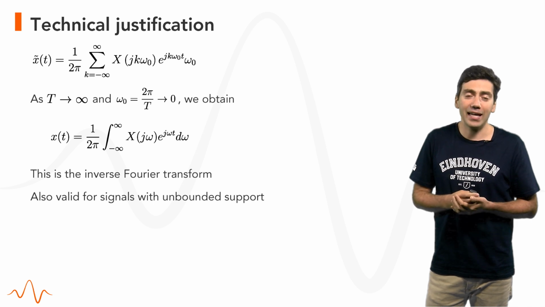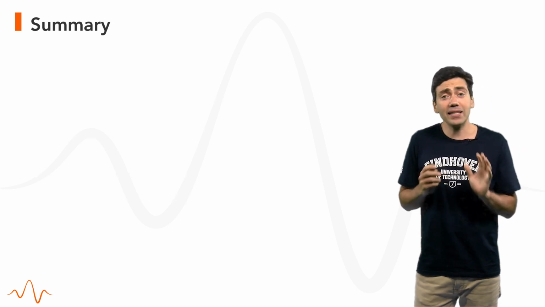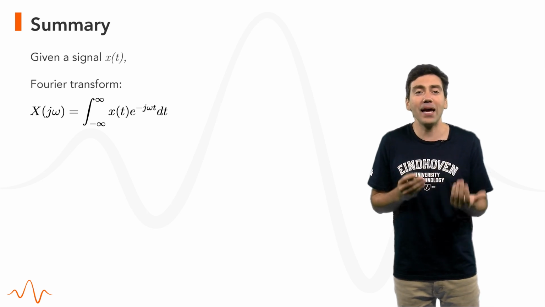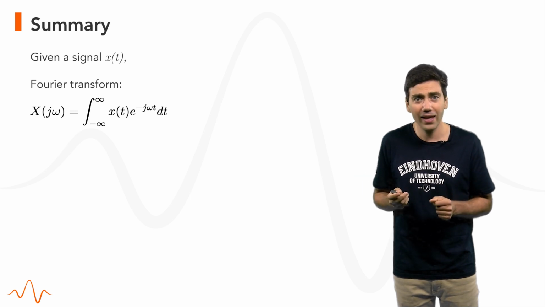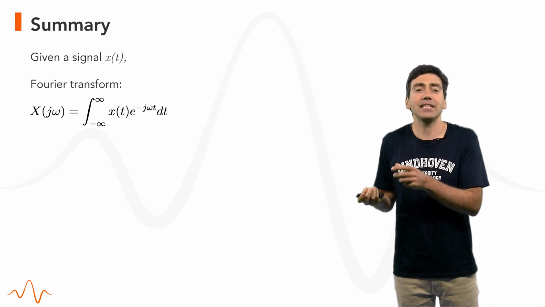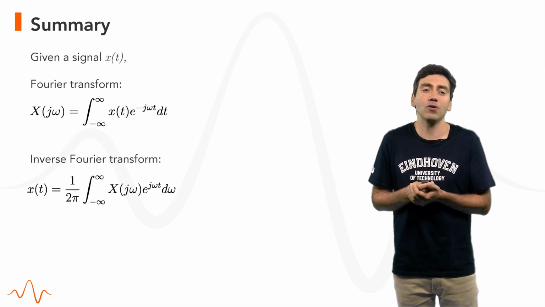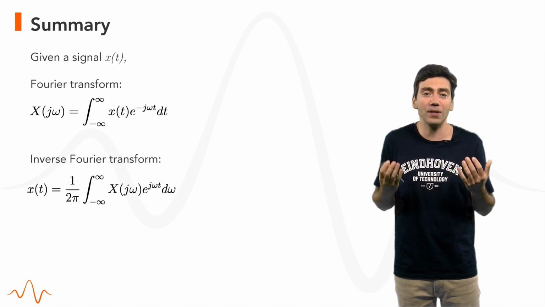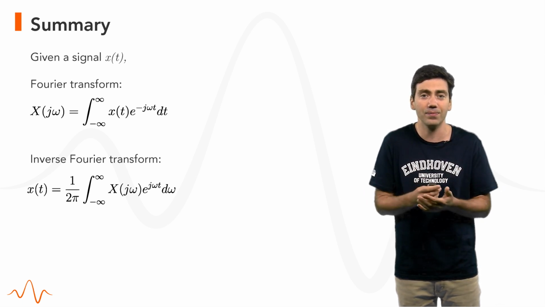This formula is also valid for signals with unbounded support. Now, as a summary, given a signal x of t, we can take the Fourier transform by taking the integral from minus infinity to infinity of the signal x of t e to the power of minus j omega t. And there's a one-to-one transformation between capital X and x of t. We can get back the signal from this Fourier transform by computing 1 over 2 pi, the integral from minus infinity to infinity of capital X of j omega e to the power of j omega t. This is called the inverse Fourier transform. This is a bijection under mild assumptions for a large class of signals x of t.